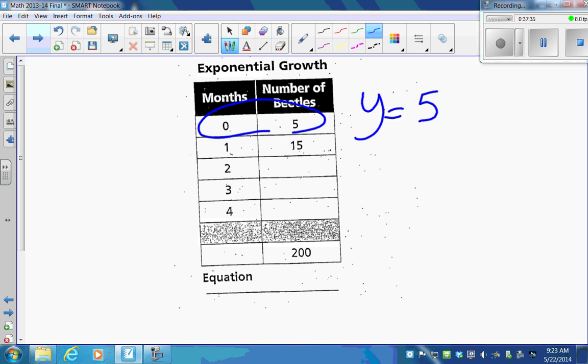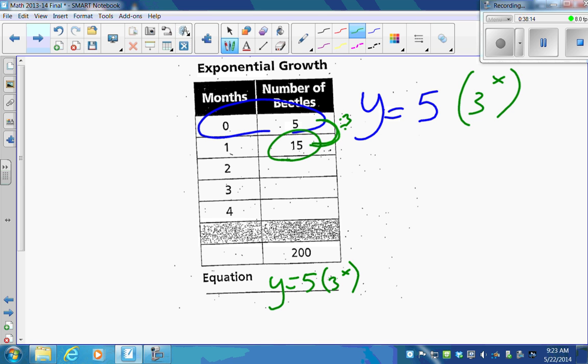Now, here's the hard piece, is that you have to find your growth factor. To find your growth factor, you take your first one and you work backwards. You divide. If you get stuck in this, look back to your notes from around Christmas time when we did this. So you divide. And when you divide these two, 15 divided by 5, you get 3. So my growth factor is 3, and it's an exponent, so it's an exponential problem. There's my equation, actually. We did my equation before we did anything else. So y equals 5 times 3 to the x.